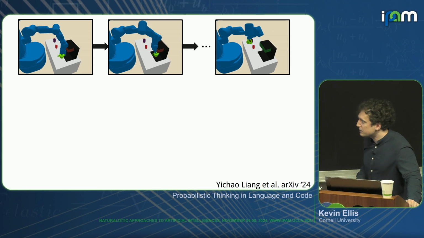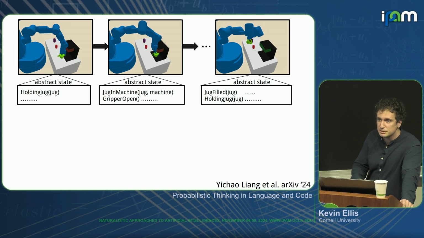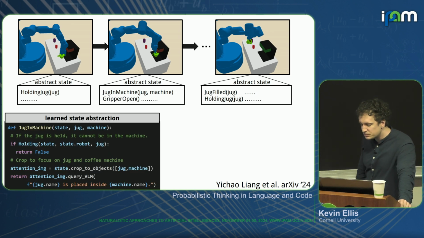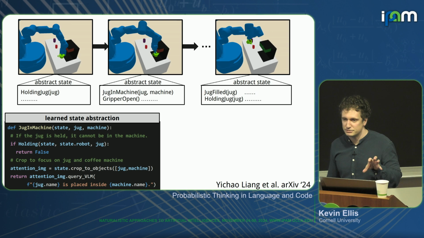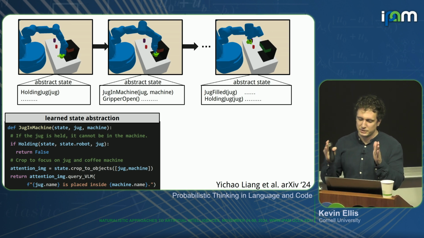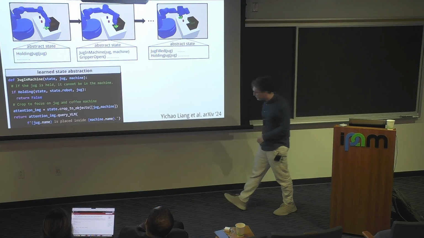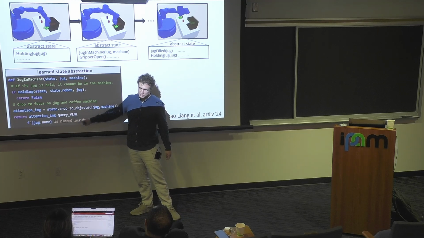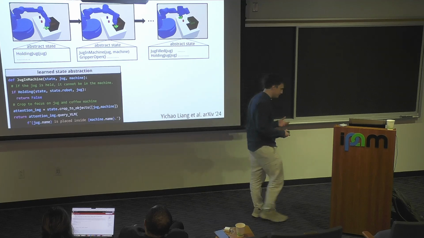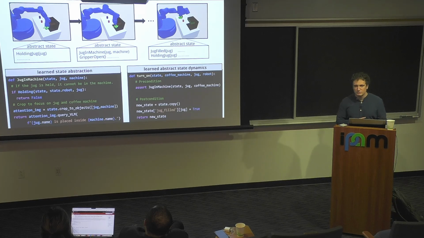And you can do this with other things, like making coffee. So you have different abstractions, like is the coffee jug inside of the coffee machine? And for judging whether the coffee jug is inside the machine, you probably need to delegate that to something that understands vision, that can look at the picture and say, okay, when I'm looking at the coffee machine, is the jug inside? And so for that, we're kind of borrowing from Viper GPT and are having programs that call vision language models. So it builds a little query and says, okay, is the jug inside the machine? And then just like before, we learn these kind of dynamics for the abstract state.